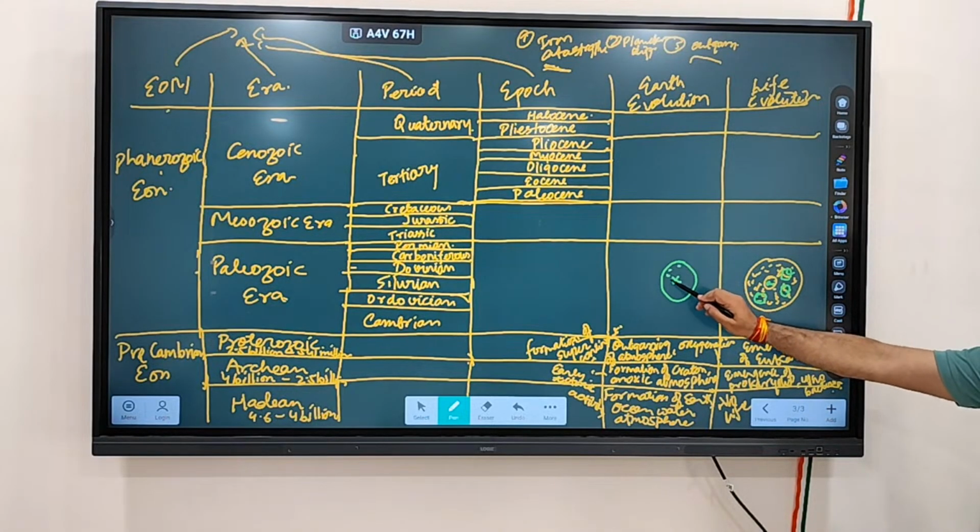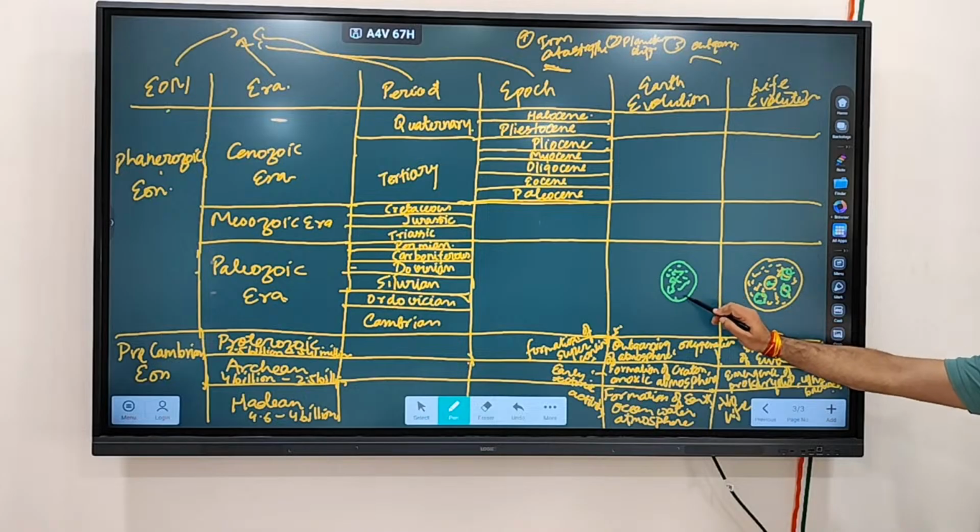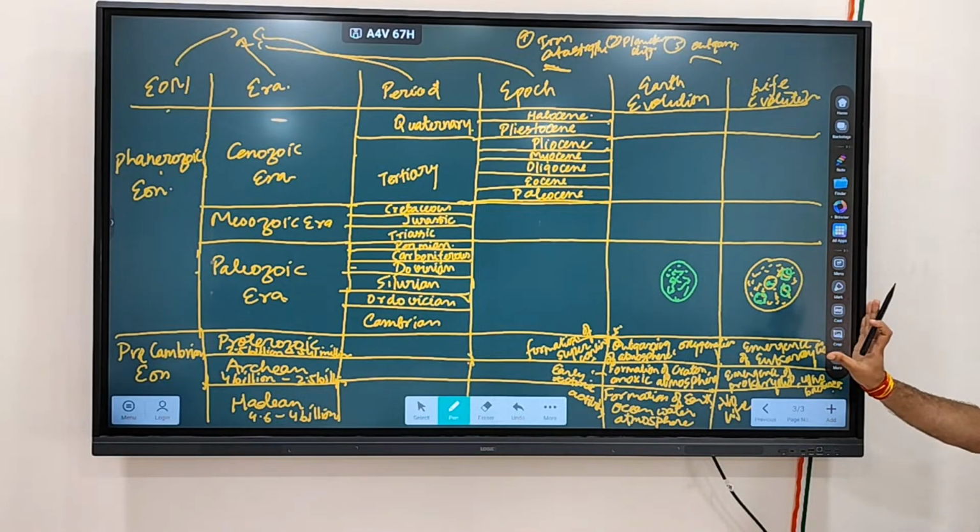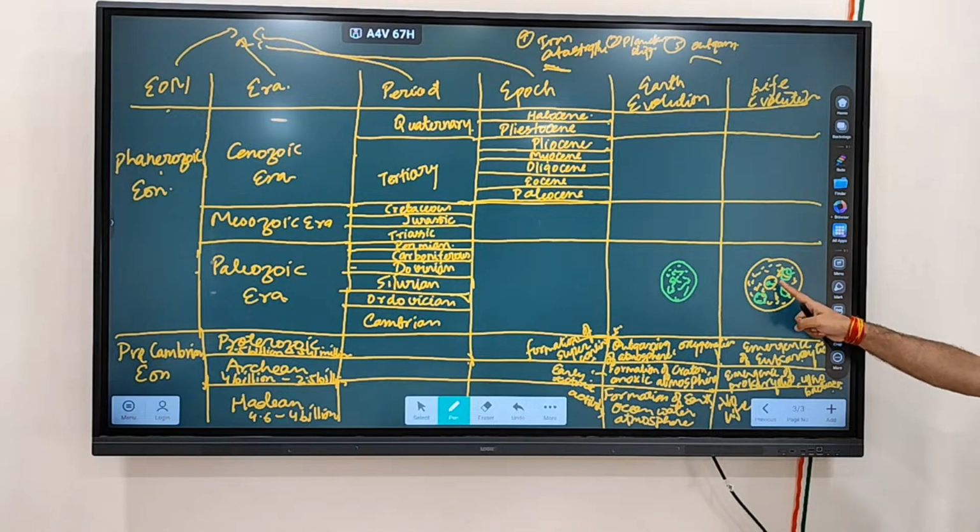All the cell organelles are present like this only. There is no separate nucleus in the case of the prokaryotes. Clear? So nucleus and cell organelles are not differentiated in prokaryotes. In eukaryotes what is happening? Nucleus and cell organelles are differentiated.